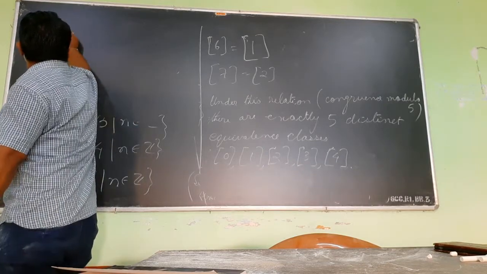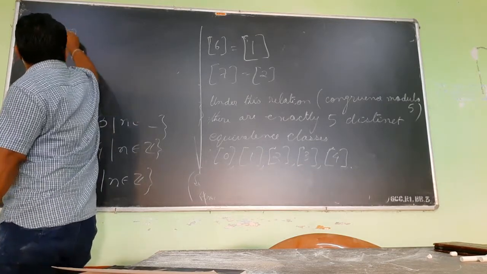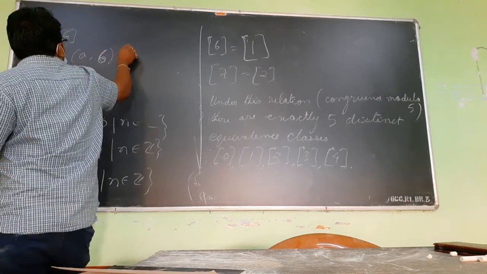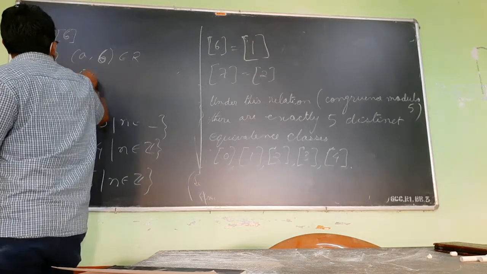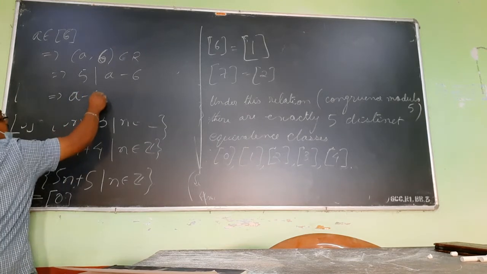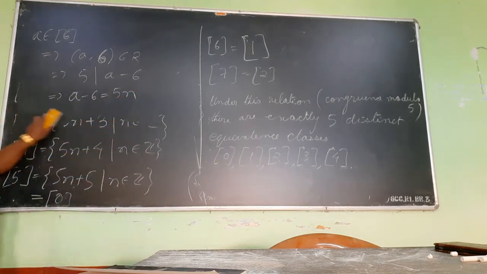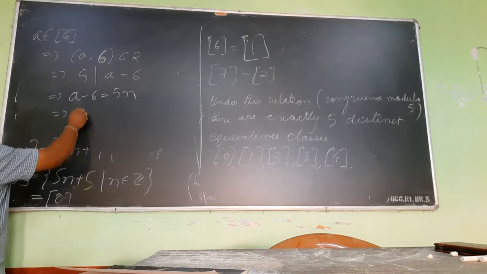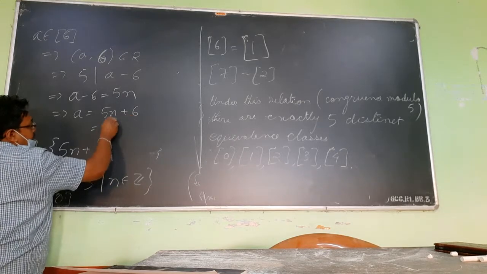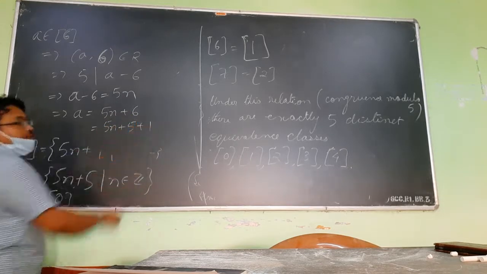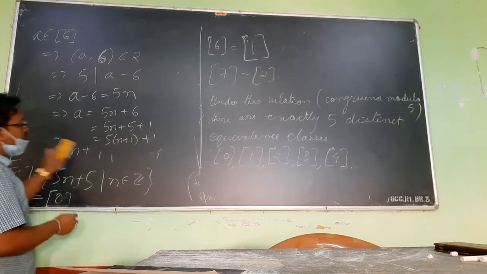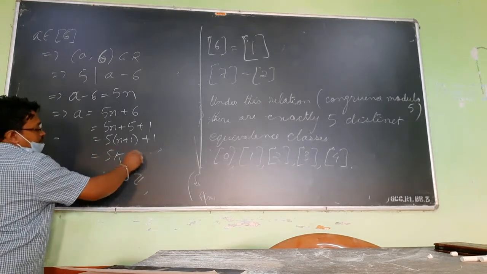See, the equivalence class of 6. If any element is inside the equivalence class of 6, what does it mean? (a, 6) is inside R. That means 5 divides a minus 6. That means a minus 6 can be written as 5 into some integer. So from here I can write a as 5n plus 6. But this 6 again I can write as what? 5 plus 1. So this is ultimately 5 into n plus 1 plus 1, so it is of the form 5 into something plus 1.